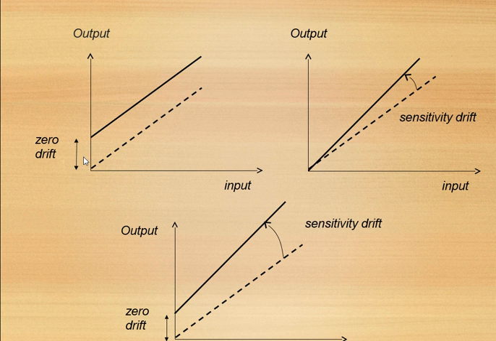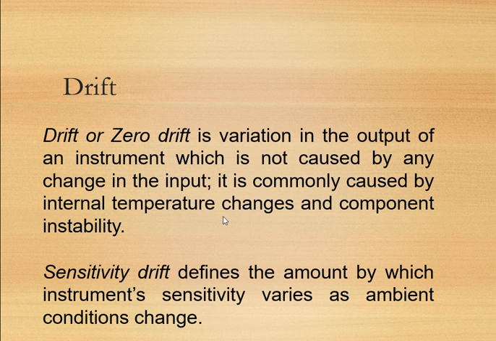If you see the desirable, standard or perfect graph, it starts from 0 itself. There is no error inside this. I think you got the idea. This much output is present without applying any input, so that is called a zero drift, and that is due to the internal temperature changes and component instability. Let us see the next point, that is the sensitivity drift.